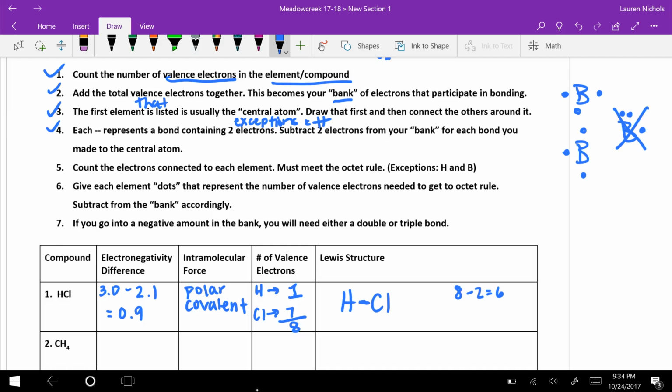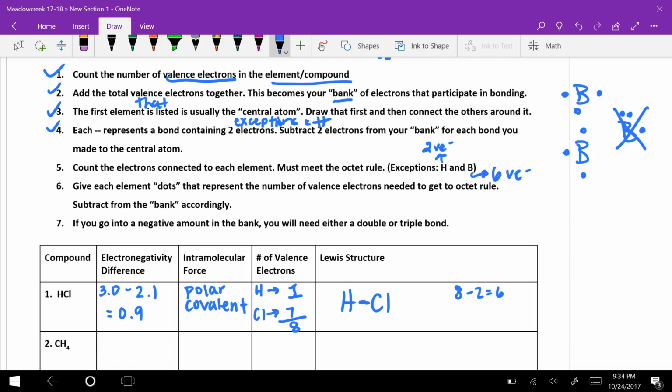The exceptions are hydrogen. Surprise, surprise with hydrogen. It's okay with just 2 valence electrons. And boron is okay with 6 valence electrons, which would be 3 single bonds, and hydrogen would be 1 single bond.